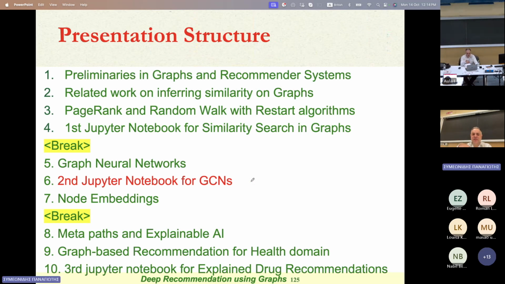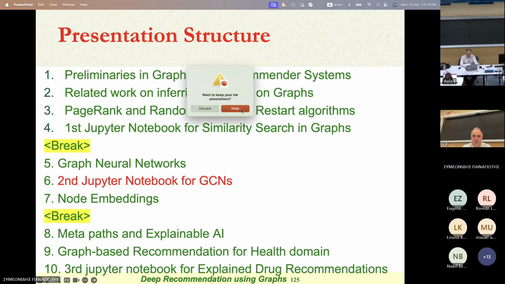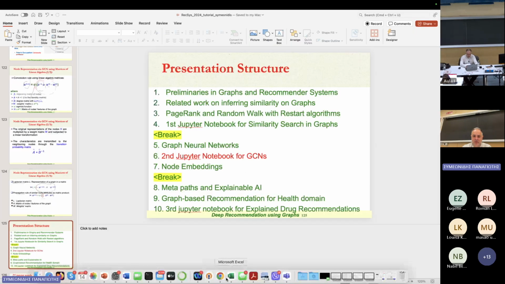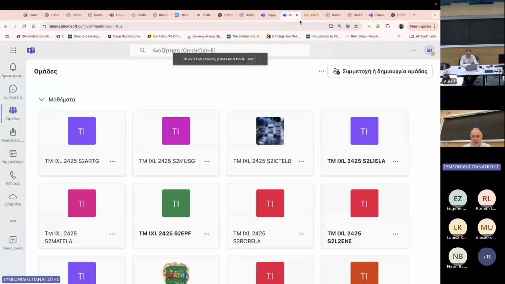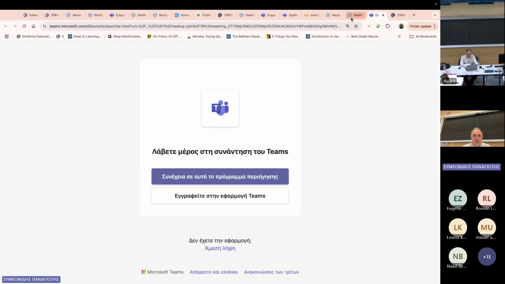Okay, now we go to the second Jupyter notebook for GCNs. Again, we can go now to the website, and in this, let me find it.